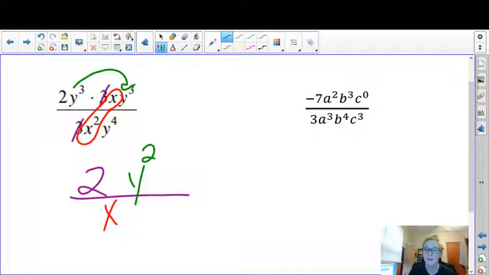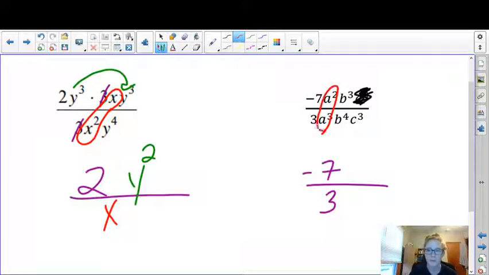And the next problem, I see I have a C to the 0, so he's just going to cross out and go into 1, and anything times 1 is itself, so it's just like he doesn't exist. 7 and 3 do not divide into each other, so we're going to say -7 over 3. Again, there's going to end up being more A's on the bottom, so we're going to leave it that way. It's going to be more B's on the bottom, so we're going to leave it that way. And then there's no other C's.